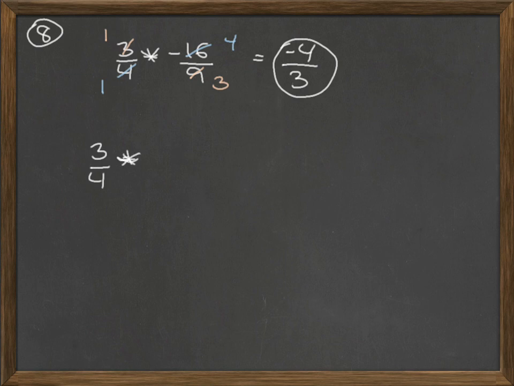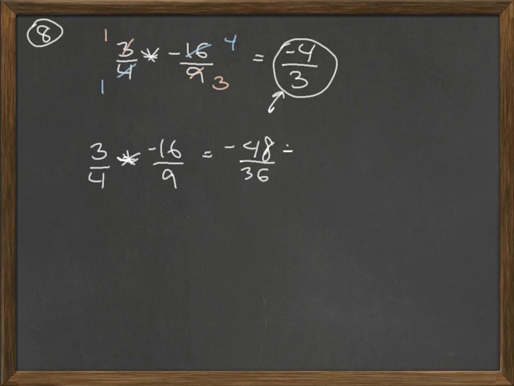But what if I decided to multiply first and then reduce? Well, we would get 3 times negative 16. That gives me negative 48. Then we have 4 times 9, which is 36. So you can see right now that these two fractions are not equivalent.